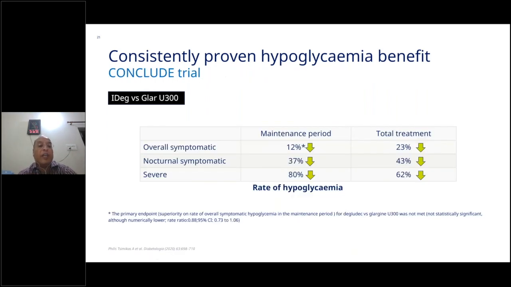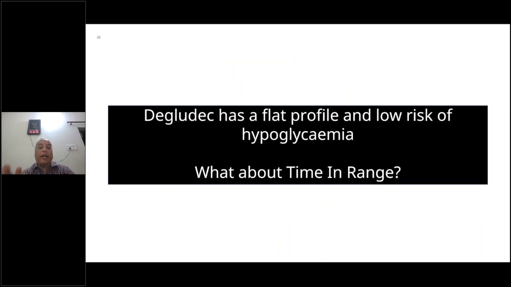Now, this is a very recent study where degludec has been compared with glargine U300 in a trial known as the CONCLUDE trial. In the CONCLUDE trial, the overall symptomatic hypoglycemias are numerically less in the degludec arm, but they failed to reach statistical significance. However, when you look at nocturnal and severe hypoglycemia, they are significantly lower in the degludec arm as compared to the glargine arm. Now, understanding that degludec has a flat profile and a low risk of hypoglycemia as compared to other basal insulin analogs, let's discuss the role of basal insulins in the concept of time in range.